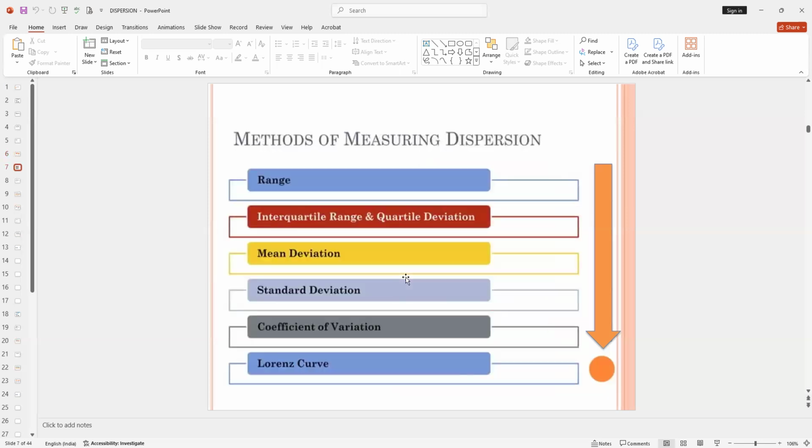Now, moving further, here are the following methods for measuring dispersion. First is range, second is quartile deviation, third is mean deviation, fourth is standard deviation, fifth is coefficient of variation, and sixth is the Lorenz curve.